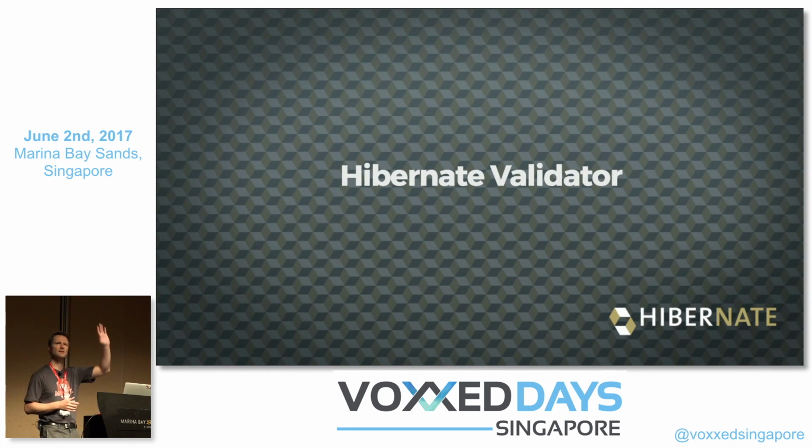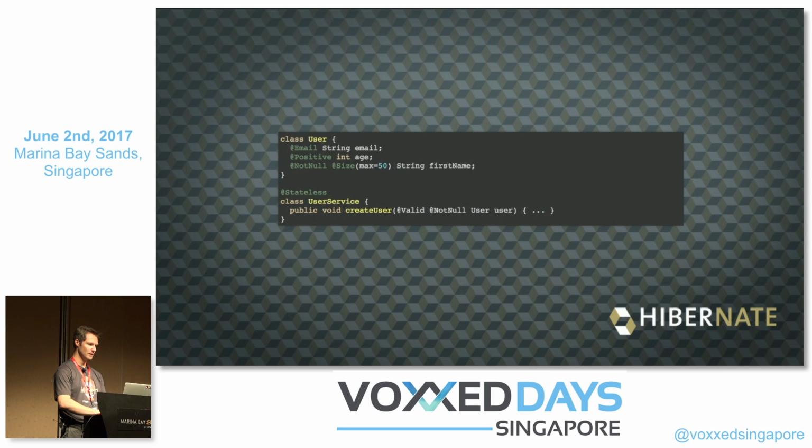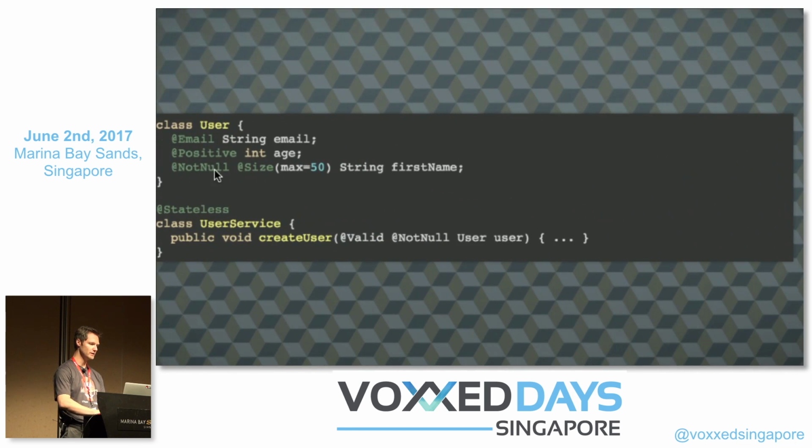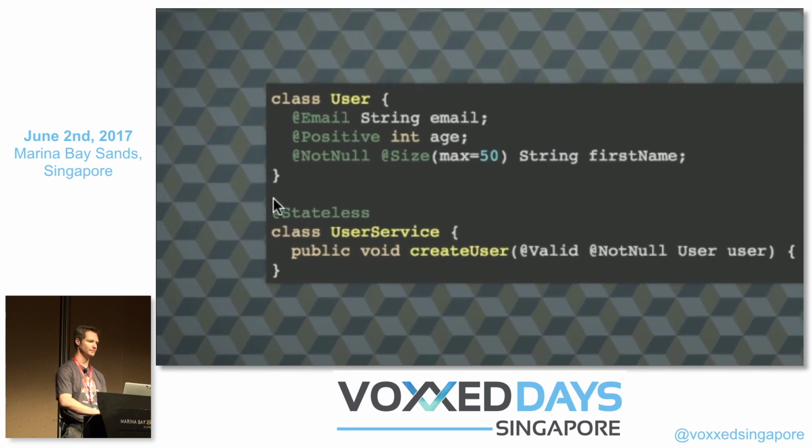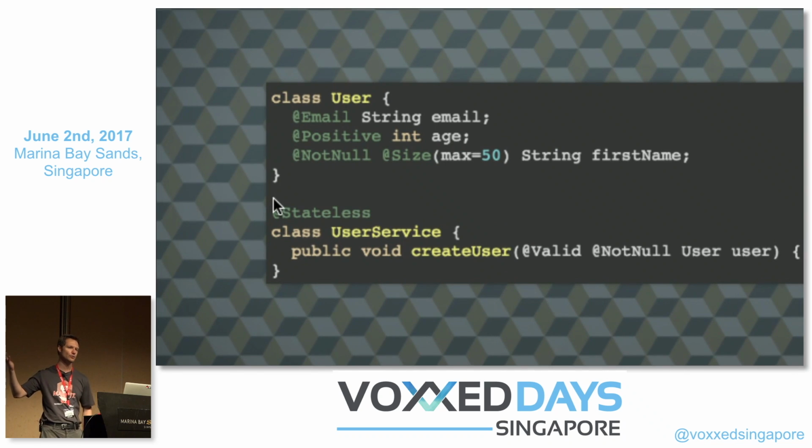Hibernate Validator. Who uses Hibernate Validator? Okay, that's the implementation of the Bean Validation spec. What you can do with it is describe constraints on your objects. So here I have a user which has an email, an age, and a first name, and I want to express the fact that this email is not just a string, it's an actual email. So I use annotations to express that very close to the actual type.